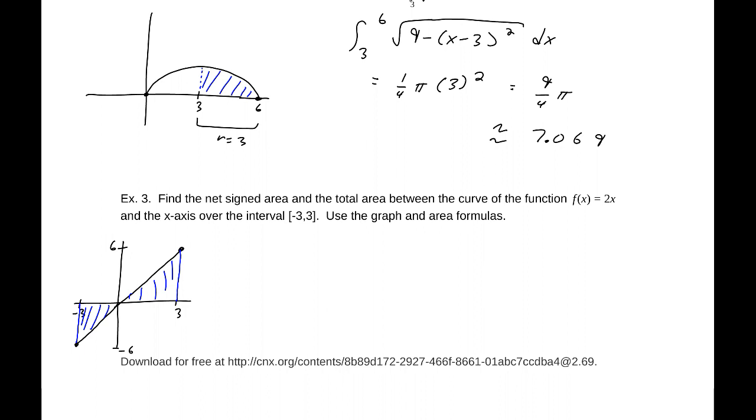Now the area for this, the net signed area, is going to be, notice we actually have some underneath and some above the x-axis. So the area of the one on the right, we're going to call that A1, and that A2. On the right, that is a base of 3, a height of 6 divided by 2, minus the area of A2, which is 3 times 6 over 2, equals 0. So we have a 0 net area.